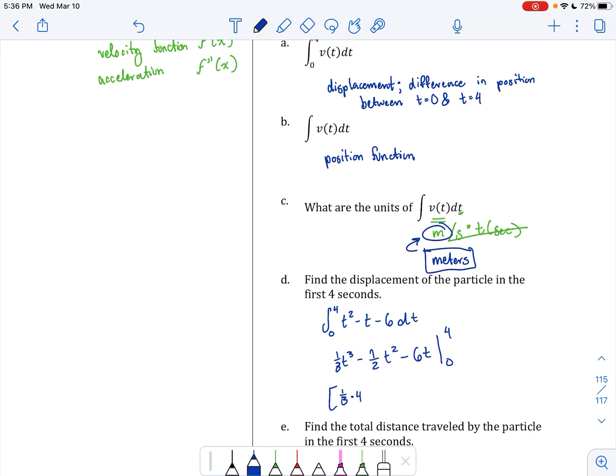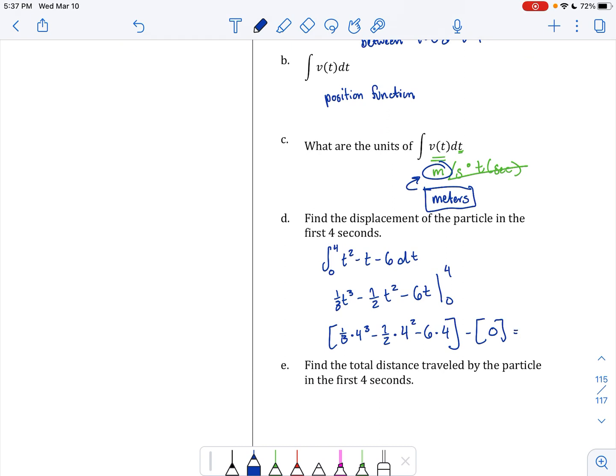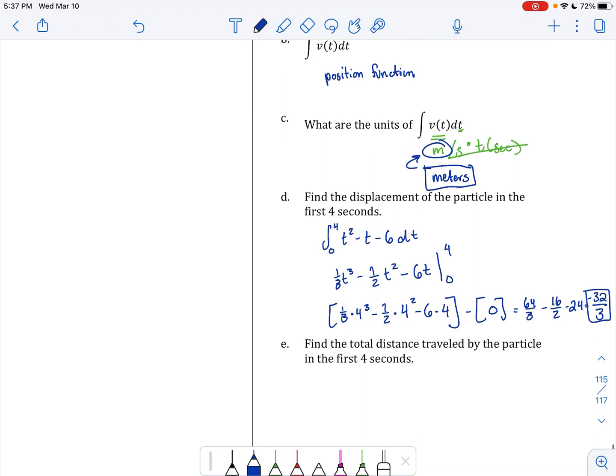So then we plug those in. So 1/3 times 4 cubed minus 1/2 times 4 squared minus 6 times 4 minus, when you plug in 0 to all of these terms, 0, 0, and 0, you know you're going to end up with that. So it's just fine to say, minus 0, and just work with that first bound, which would be 64 over 3 minus 16 over 2 minus 24, which equals negative 32 over 3. So that's the total displacement.